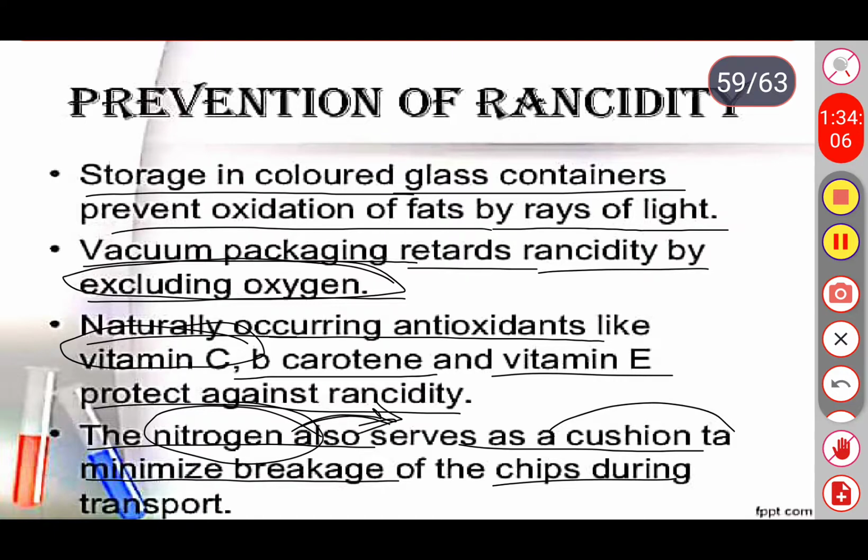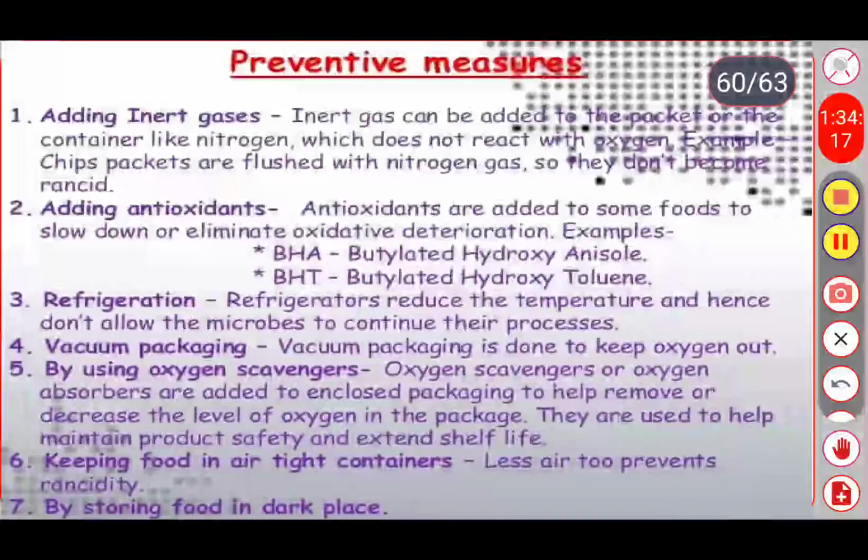Okay, see the next one, more important, the prevention measures of rancidity. First one, adding inert gases. Inert gases like nitrogen, which do not react with oxygen, can be added to the packets or containers. Example, chips packets are flushed with nitrogen gas so they don't become rancid.